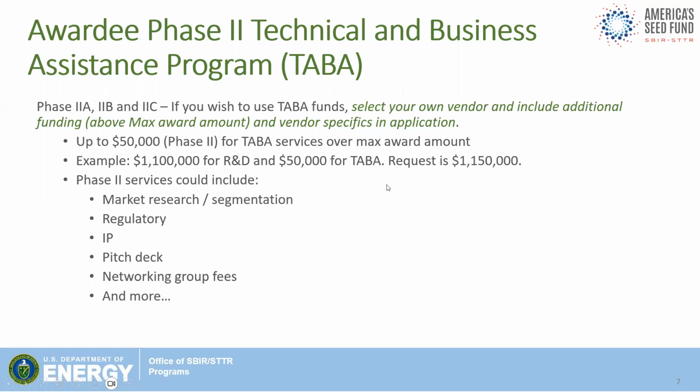$1,150,000. The Phase 2 services could include a number of things. This information is in the FOA and it is also on our website, but it does help you with your commercialization execution, market research, regulatory landscape, intellectual property landscape, developing your pitch deck, supporting your networking activities, and lots more.